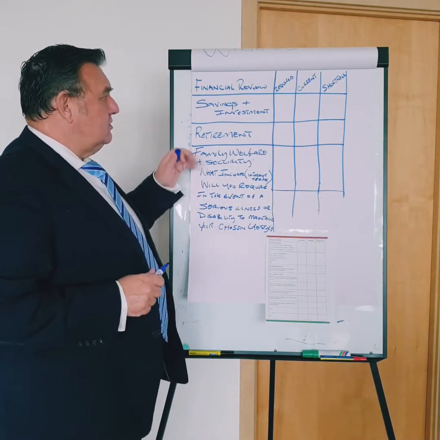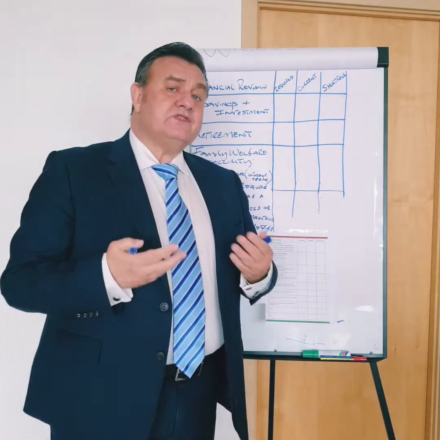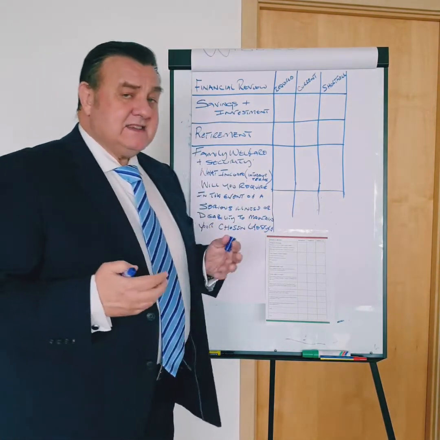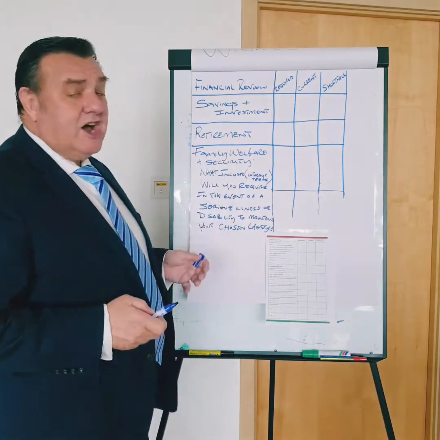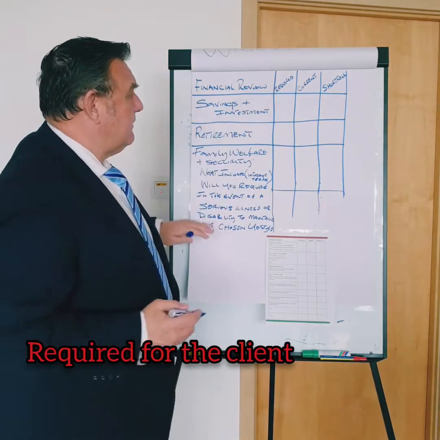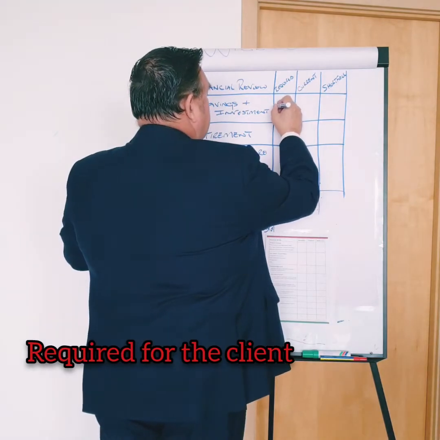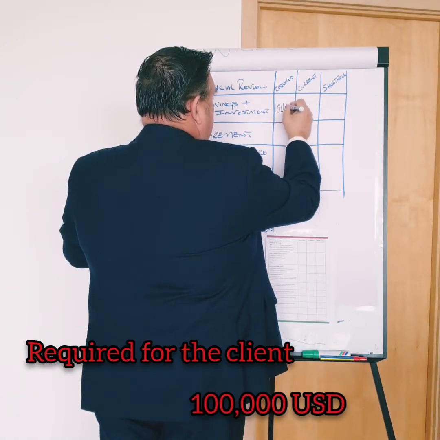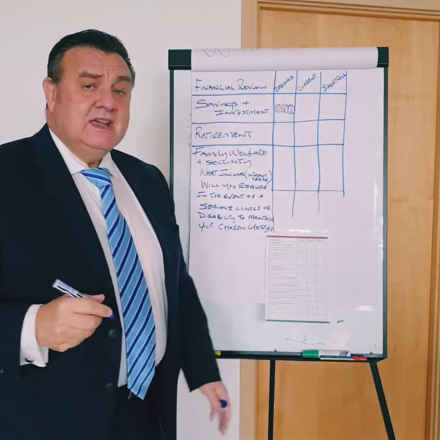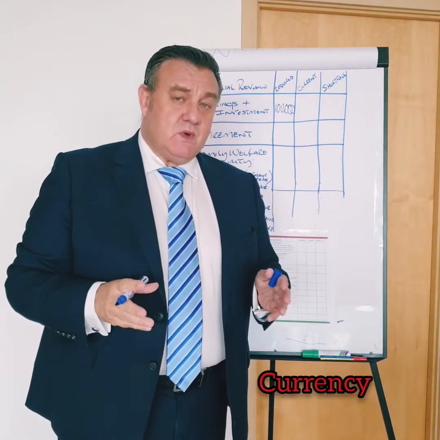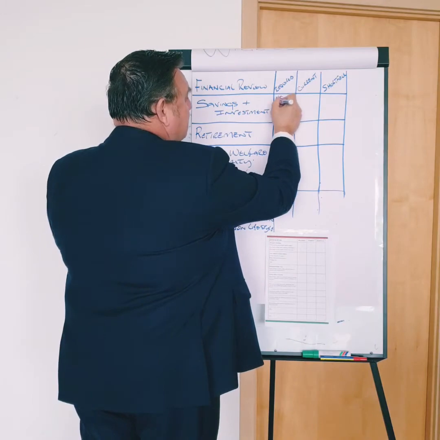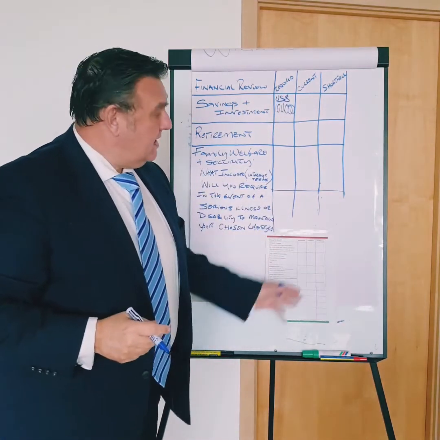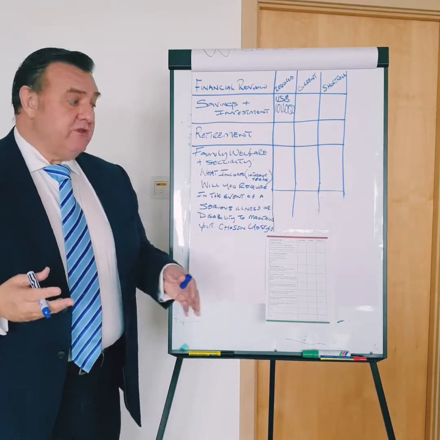So the client says to you, right, I want some money in the future. Let's say, for instance, it's for a wedding. Let's say a wedding for their children. I would like $100,000. So the requirement for the client, you write in here, 100,000. Now you must make sure you put the currency as well to ensure that we understand what figures we're talking about. So we're going to say it's in US dollars. So 100,000 US dollars is the requirement.